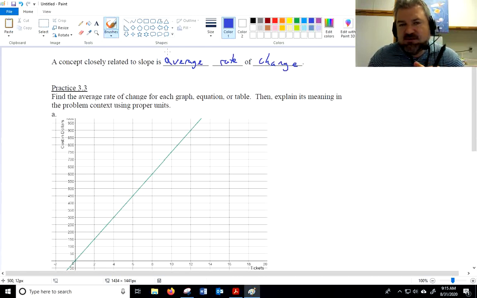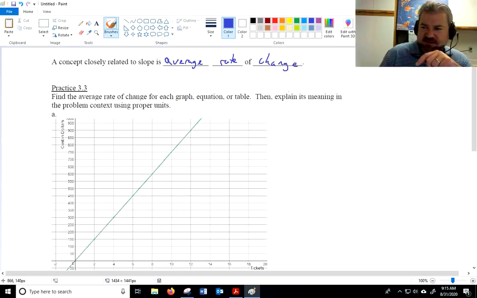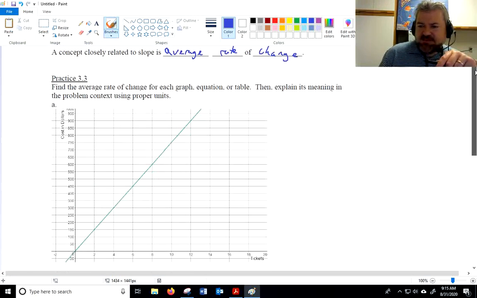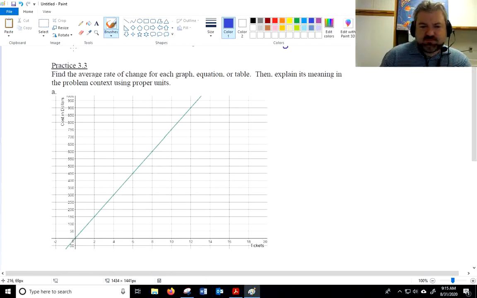So it's really important. But for this lesson, I still want to focus on lines, but we're going to describe it as average rate of change. Okay, I want you to find the average rate of change for this problem, and then I want you to explain its meaning in terms of the problem context, okay? So pause the video and give it a shot. Okay, let's take a look.